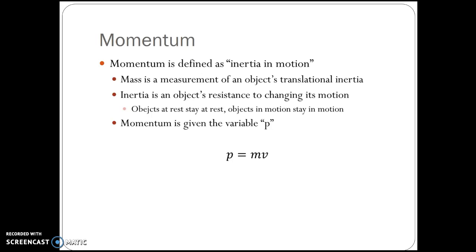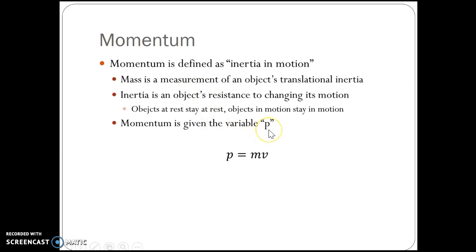So momentum is going to be defined as inertia in motion. Now, the way we measure an object's inertia is by measuring its mass. And the word inertia itself is the resistance to change in motion. So objects that have a larger mass have more resistance to changing their motion. It's harder to speed them up. It's harder to slow them down. And when those objects are in motion, that's what we call their momentum.